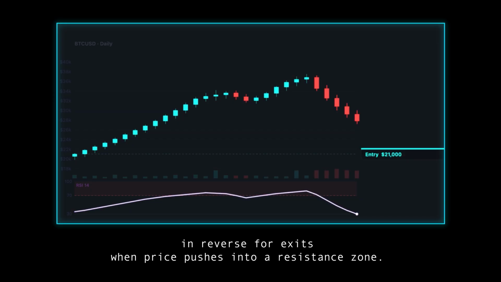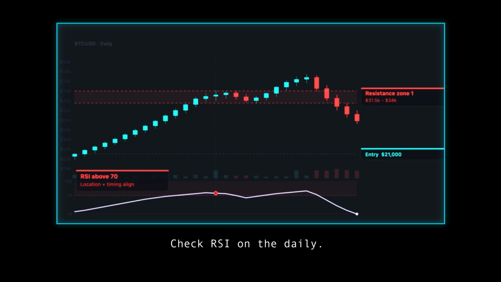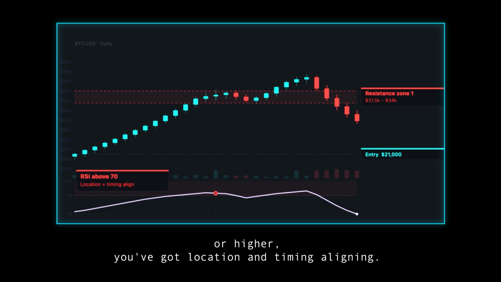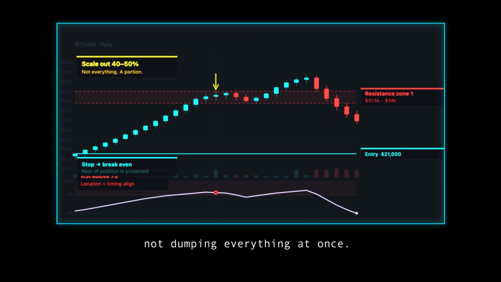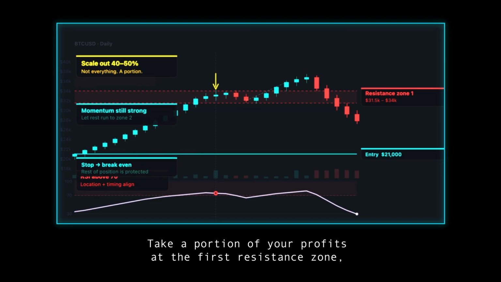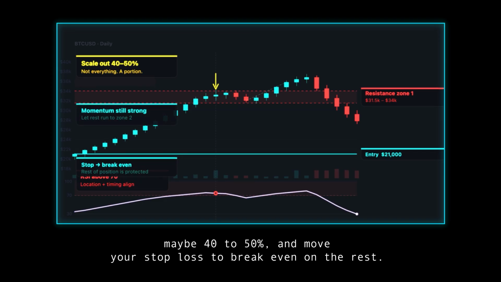When price pushes into a resistance zone, check RSI on the daily. If it's above 70 and climbing towards 75 or higher, you've got location and timing aligning on the upside. When that happens, you start scaling out, not dumping everything at once. Take a portion of your profits at the first resistance zone, maybe 40 to 50%, and move your stop loss to break even on the rest.